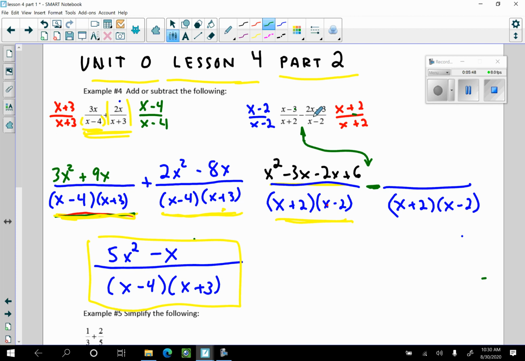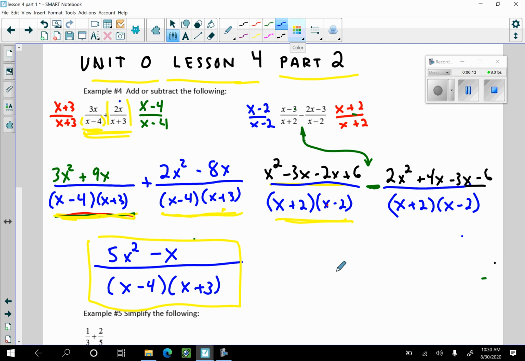2x minus 3x plus 2. Again, using the FOIL method. It's going to be 2x squared. 2x times 2 is 4x. Negative 3 times x is negative 3x. And negative 3 times 2 is negative 6. And so now I have to subtract, and I'm subtracting this entire fraction.